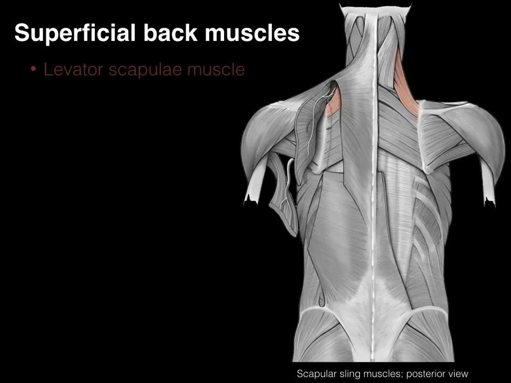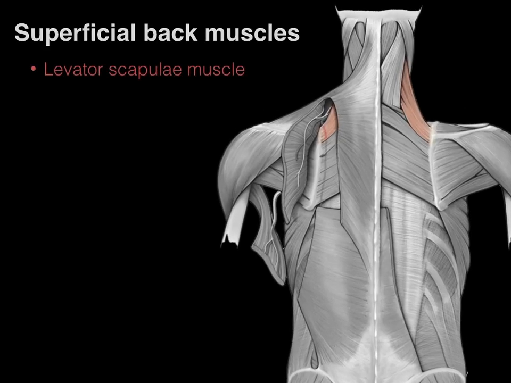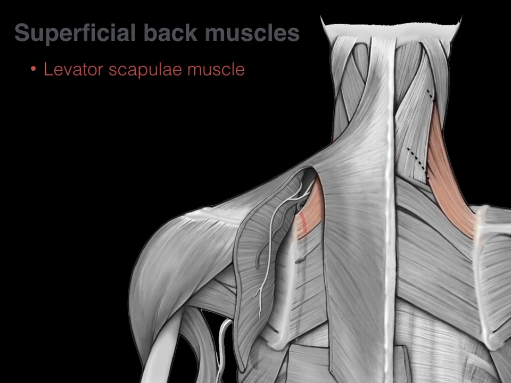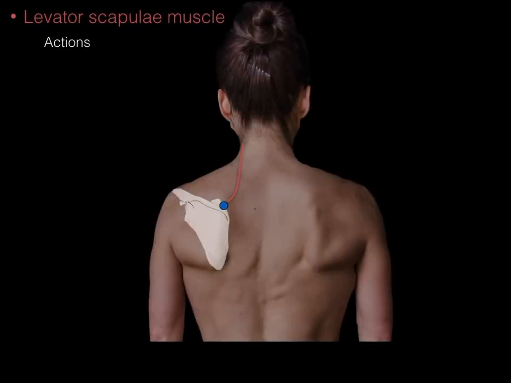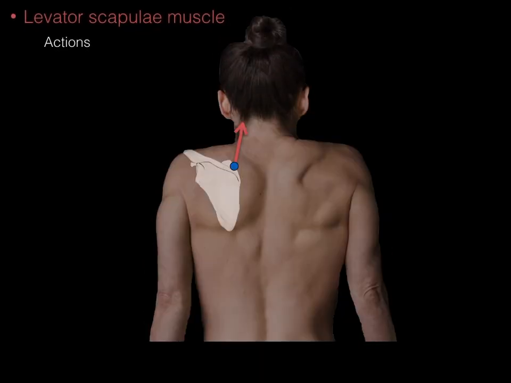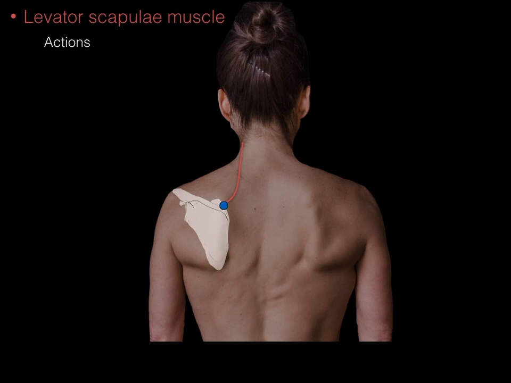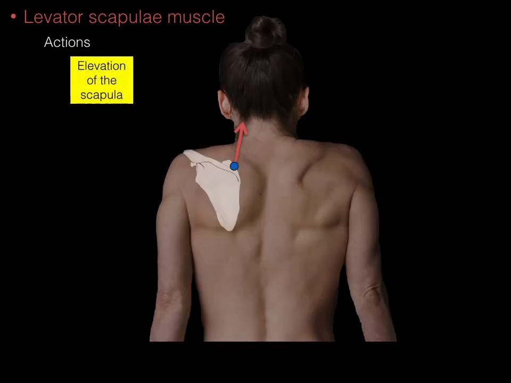So other superficial back muscles include the levator scapulae muscle. The levator scapulae muscle, which I've ghosted in deep to our splenius muscle, attaches from the vertebral column all the way down to the superior angle of the scapula. And this muscle, when it contracts, its action is to lift the scapula, and it works synergistically with the trapezius. And so it elevates, or the elevation of the scapula, hence the name levator, elevator scapula muscle.